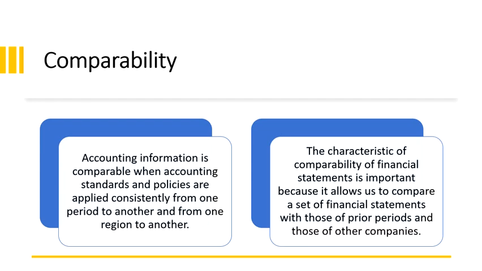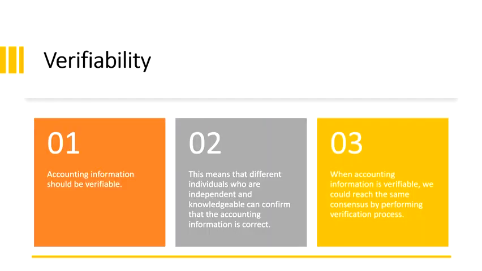Okay, itu comparability. So next ialah verifiability. So, accounting information should be verifiable. This means that different individuals who are independent and knowledgeable can confirm that the accounting information is correct. When accounting information is verifiable, we could reach the same consensus by performing verification process. Maksudnya kita punya accounting information tu boleh disahkan. Okay, so verifiable.